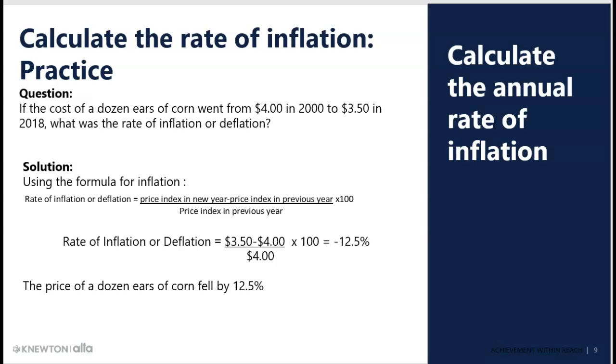So if the cost of a dozen ears of corn went from $4 in 2000 to $3.50 in 2018, the rate of deflation over that 18-year period was negative because $3.50 was the newer amount. So you did $3.50 minus 4 divided by 4. It was a negative 12.5%. If you wanted to make that per year, you would have to divide by the 18 years. But in 18 years, the price of corn fell by 12.5%. And again, the stuff in the top has to be in parentheses.